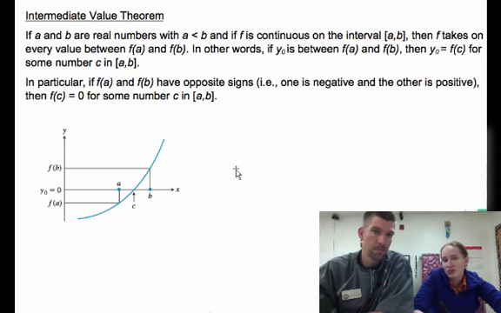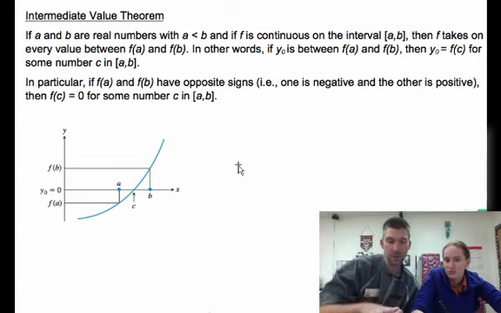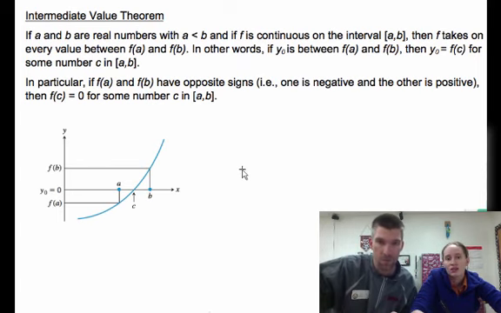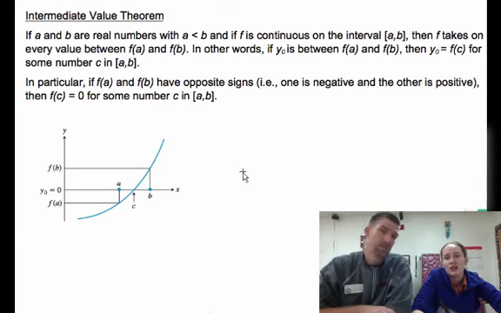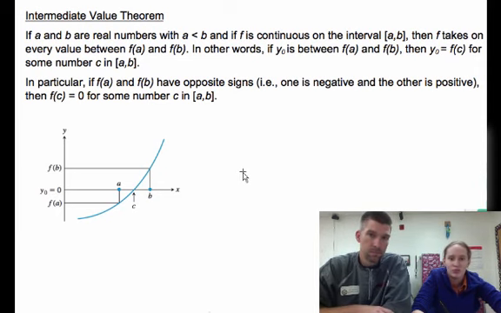So it says if A and B are real numbers with A less than B, so that means A is a smaller number than B, and if F is continuous on the interval from A to B. In other words, when you put your pencil down and you start to draw this graph, you never pick your pencil up from A to B. Then F takes on every value between F of A and F of B.